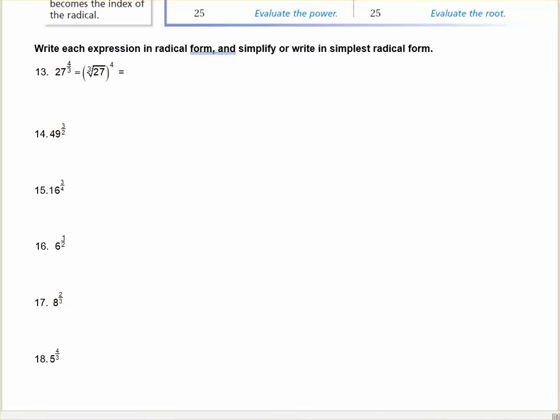Now on this one, they're already written as rational exponents. So you might want to do, as they suggest in 13, rewrite it as a root, an nth root, and then simplify. But sometimes it's just as easy to work with them as rational exponents. So in number 13, the cubed root of 27 is 3, and you can find 3 to the 4th power using your calculator, and you'll find out what that is equal to.